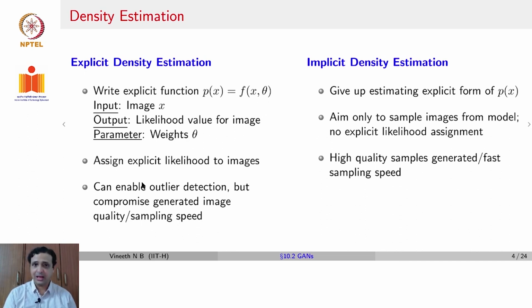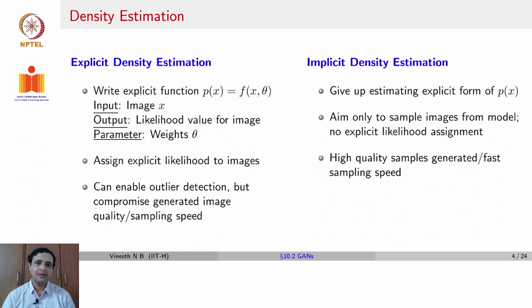So in this case, an explicit likelihood is assigned for each image, and with explicit density estimation approaches, one thing that you will realize as you see different methods is they are very good at outlier detection for the same reason that we just said. So if a point's likelihood of belonging to a distribution is very low, it is perhaps an outlier. But explicit density estimation approaches do struggle to generate images of very high quality, and sometimes can also be slow in generating images.